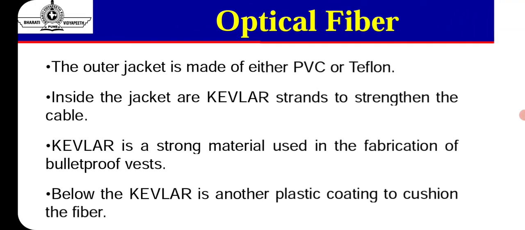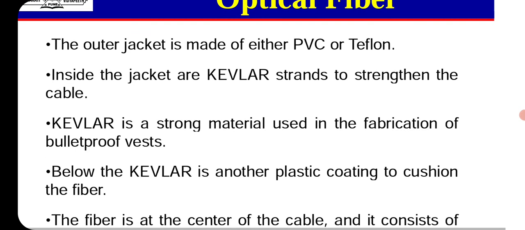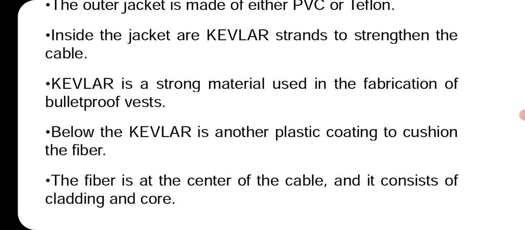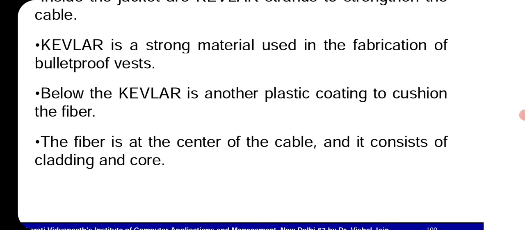The outer jacket is made up of either PVC or Teflon. Inside the jacket are Kevlar strands to strengthen the cable. Kevlar is a strong material used in fabrication of bulletproof vests. Below the Kevlar is another plastic coating to cushion the fiber. The fiber is at the center of the cable, and it consists of cladding and core.